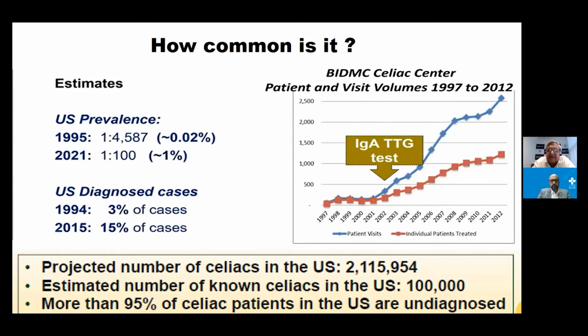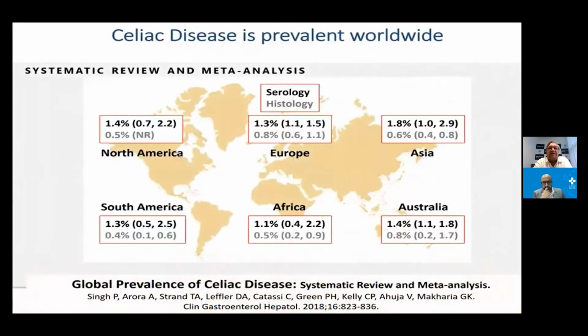Since it's been available commercially, many persons have been testing it, and it has good sensitivity and specificity, as I'll explain later. In a review mostly by Indians from the All India Institute, they indicated that the prevalence of celiac disease may be highest in Indians, about 1.8% rather than 1% in Caucasians.